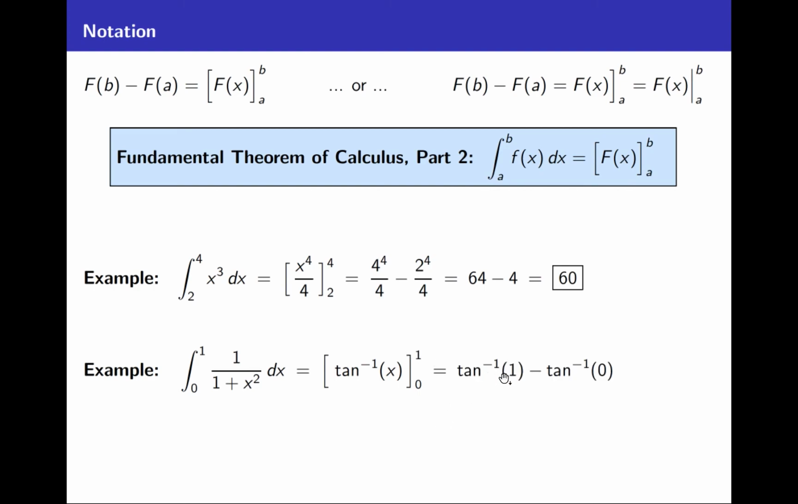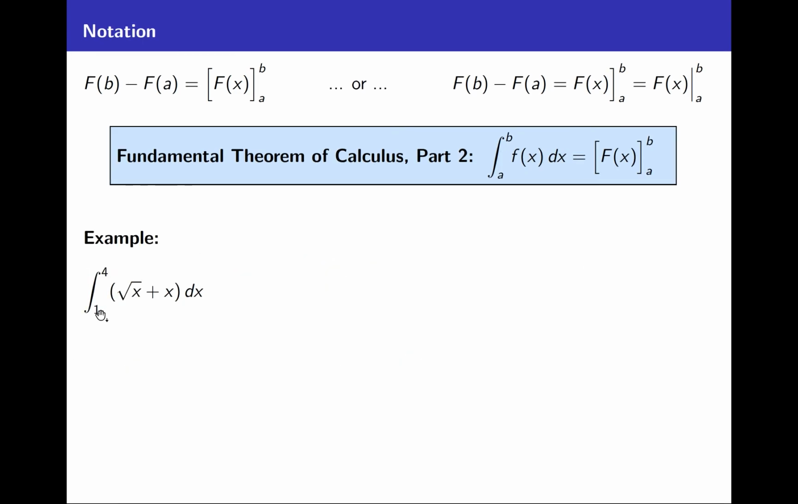Plugging in the 1 and subtracting off what you get when you plug in the 0, we get tangent inverse of 1 minus tangent inverse of 0. Tangent inverse of 1 is pi over 4. Tangent inverse of 0 is 0. So our answer is pi over 4.